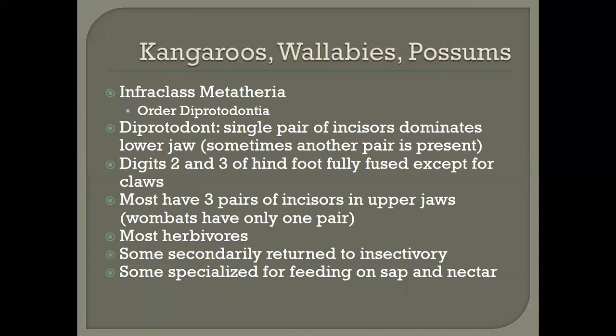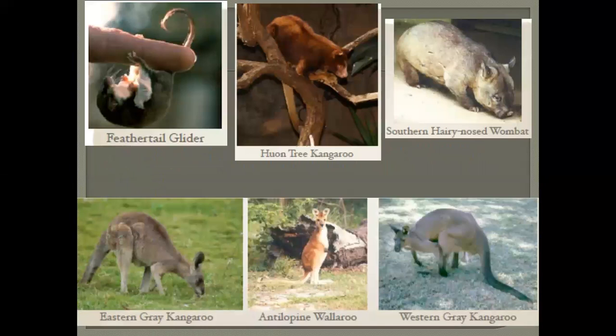They have a single pair of incisor teeth that dominates the lower jaw. They may have another pair beyond that. Their digits 2 and 3 of their hind foot are fused with the exception of their claws. Most have 3 pairs of incisors in their upper jaws, wombats having only 1. These groups tend to be arboreal or insectivores, but the insectivores are a secondary return to being insectivores. This is a more derived state. And there are some that specialize in feeding on sap and nectar. The feather-tailed glider, tree kangaroos, wombats, the wallabies, the wallaroos, the kangaroos do fall in this grouping.